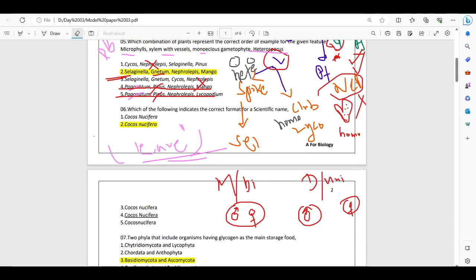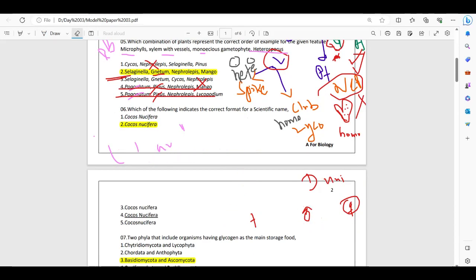which of the following indicates the correct format for a scientific name? I added this question to remind you about binomial nomenclature. It has two parts. The first one, Cocos Nucifera, has capital letters for both the first name and the second name. What I wanted to highlight was that you have to remember the rules of naming an organism. The mistake in the first one is having a capital letter in the middle. When we name the organism, the generic name and specific epithet are given. In the first one, Cocos, after the first letter, all the other letters should be simple. Because of that, the first is wrong.